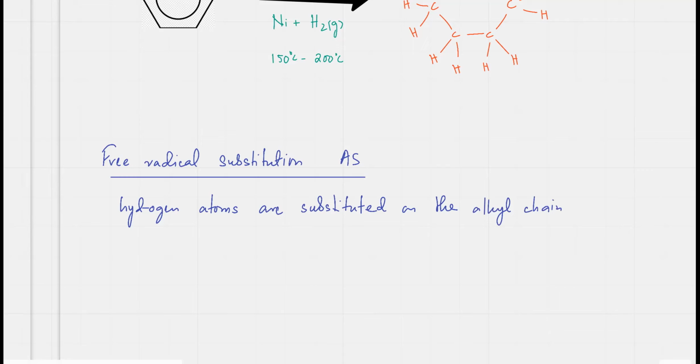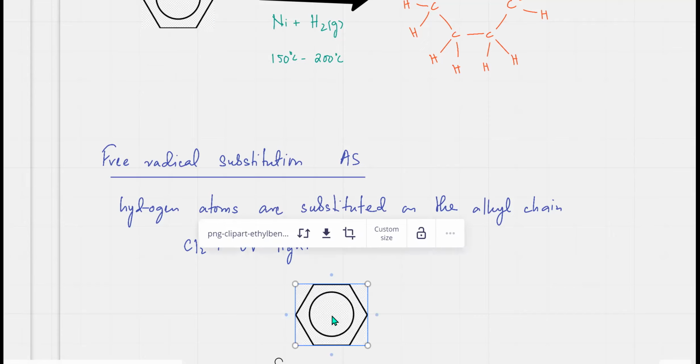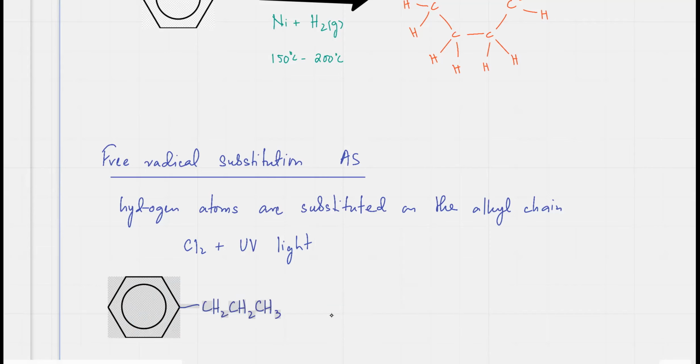You got Cl2 plus UV light and you have, copy this, I got a benzene and the benzene has a carbon chain, CH2. So if this undergoes free radical substitution, now electrophilic substitution requires catalyst.